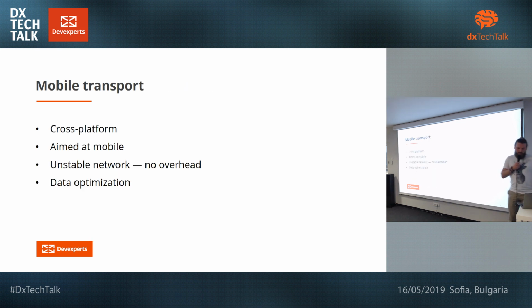Having this, we've come up with something like this. We developed a mobile transport layer, which is cross-platform, which has been designed to be used on mobile and in unstable network conditions. So we don't want to put any overhead on the library's end user, and by end user, I mean the developer who develops the app. So everything has to be smooth and run under the hood. Also, we want to have data and traffic optimization within this transport layer, and let's uncover everything a little bit step by step. But first, let's give it a name.